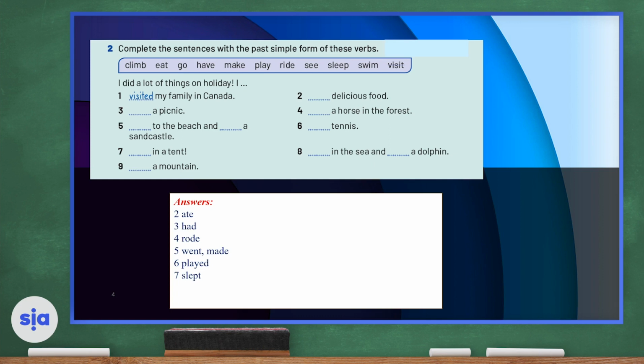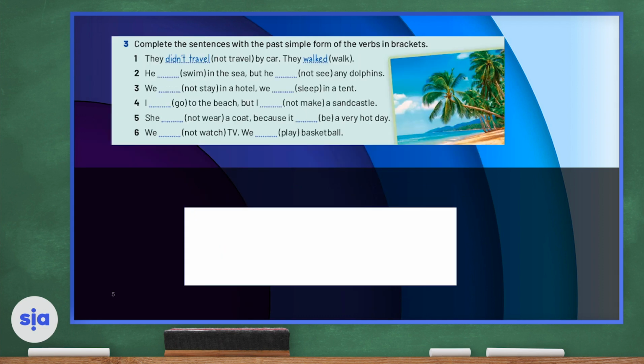And for number 8, we have 2 blanks, so we must pay attention. I blank in the sea and blank a dolphin. What do you do in the sea? Of course, you can say, I swam in the sea and saw a dolphin. And the last one, number 9, I blank a mountain. What do you do when you go to see a mountain? Do you only look at it or do you climb? So we can say, I climbed a mountain. Good job, guys. Let's move on.